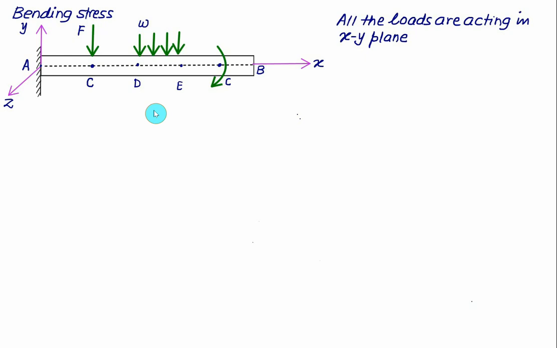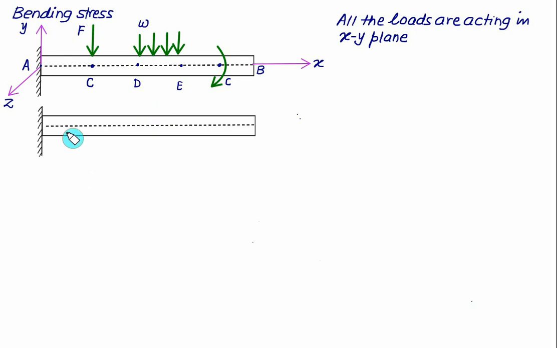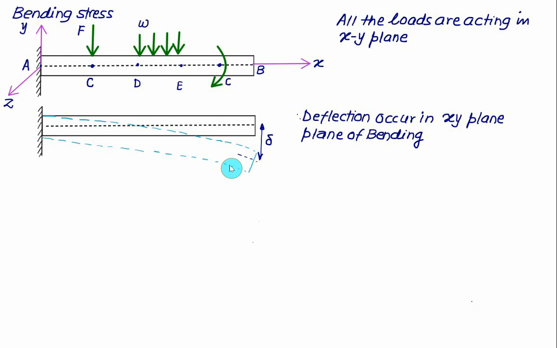So I will show here the deflected position of this beam, and because of this the beam will get deflected. You will get a deflected position something like this, and we have deflection in the same xy plane. We can measure this deflection from center line to center line, and this value of deflection we are also able to calculate. So this deflection is taking place in the xy plane, as well as the bending is also taking place in the xy plane. So this xy plane is also called the plane of bending.